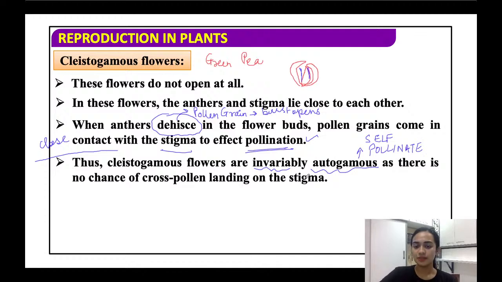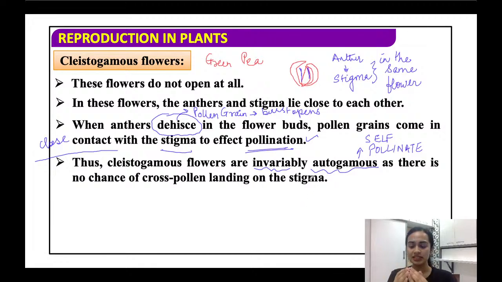Alright, so what do I mean exactly by self-pollinate? When the pollen grains are transferred from the anther to the stigma in the same flower. So this is self-pollination, or autogamous.